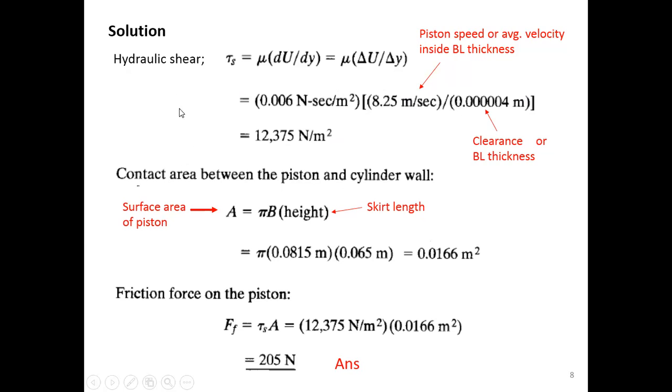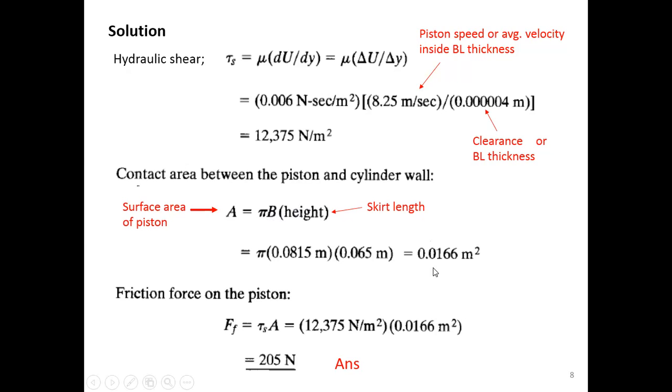Then this hydraulic shear is equal to what? The friction force divided by the surface area of the piston. So we need to calculate the surface area, which is the contact area between the piston and the cylinder wall, which is what? Pi times the bore of the cylinder, which is the diameter of the piston, times the height of the piston, which is referred to as the skirt length of the piston.